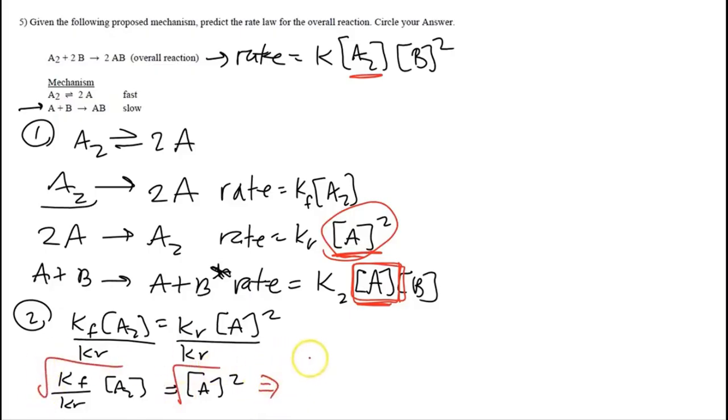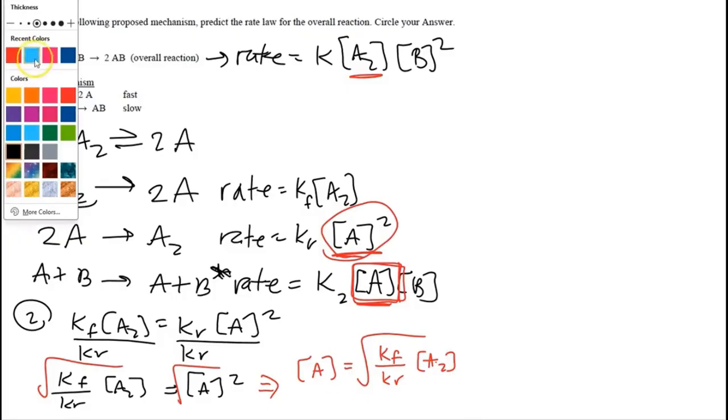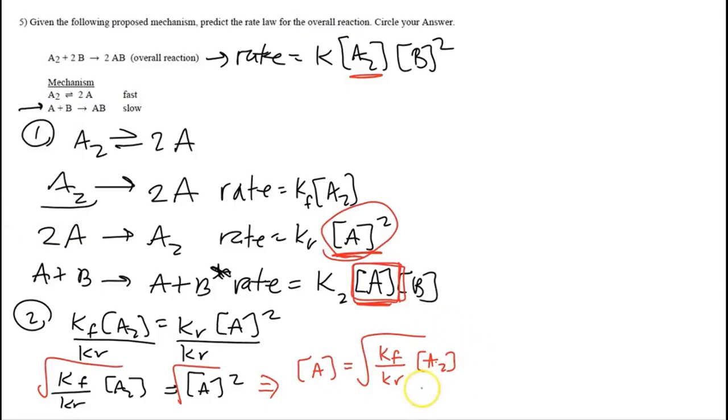When I take the square root of both sides, that's going to leave my A, which is what I'm looking for, now equal to the square root of KF over KR, and then also A2. Now, when it comes to square roots and mechanisms, we never write the square root of something in an actual rate law. So we have to write the exponent form of the square root. That means our concentration of A is equal to KF over KR raised to the power of 1/2.